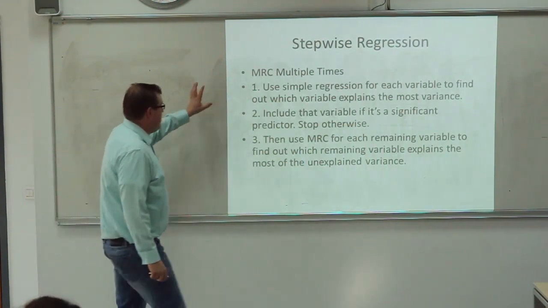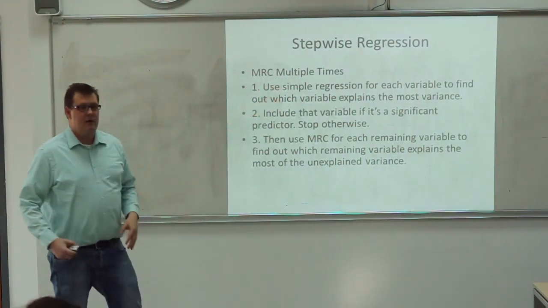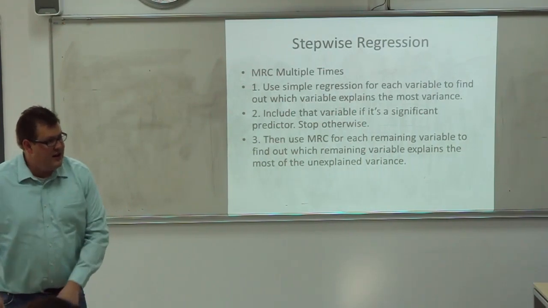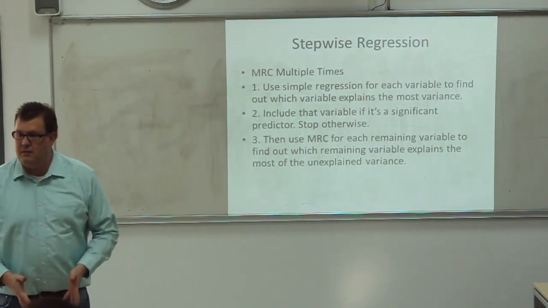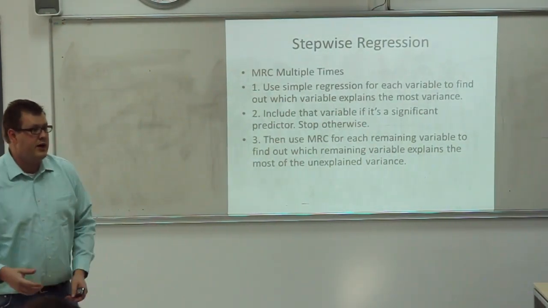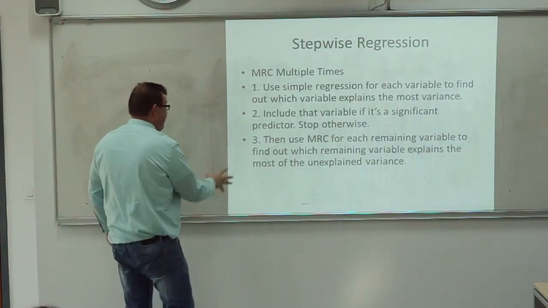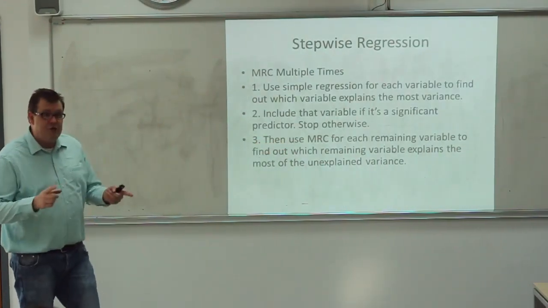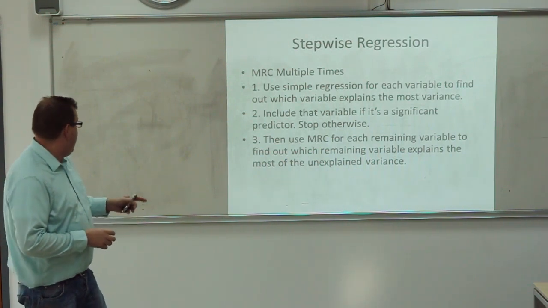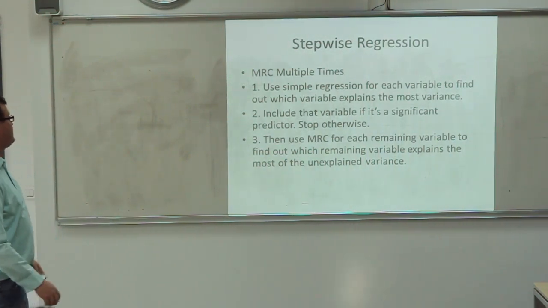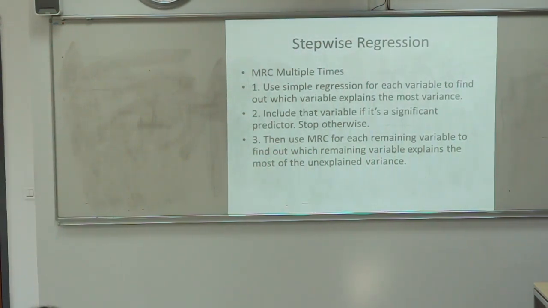So we start with the simple regression for each variable. We base our initial model on the variable that explains the most variance. Then we do a whole bunch of multiple regressions for each remaining variable and find out which remaining variable explains the most of the unexplained variance. Okay, and then what do we do?